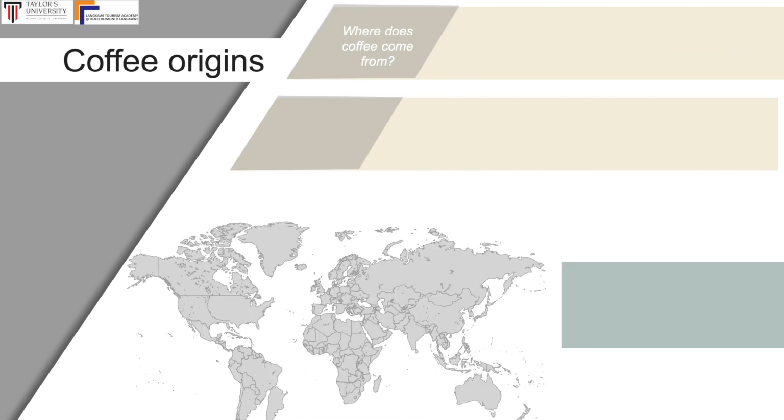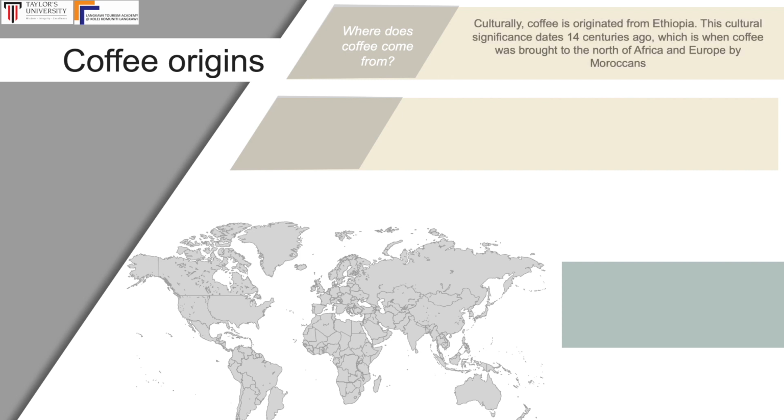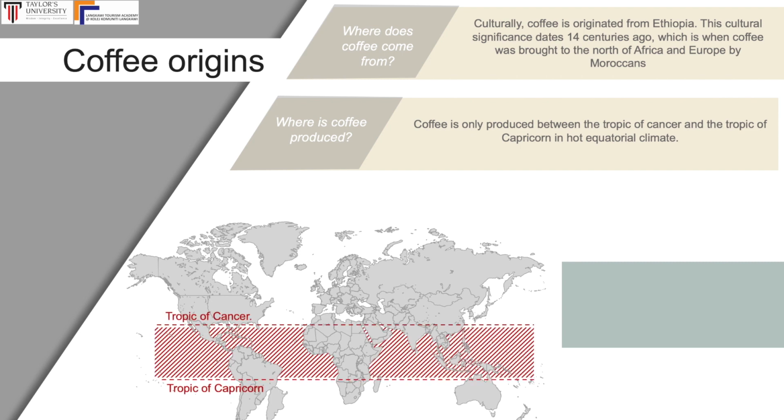Now, let's talk about the origin of coffee. Where does coffee come from? It is said that coffee comes from Ethiopia in Africa around 14 centuries ago, which is when coffee was brought to North Africa and Europe by the Moroccans. Where is coffee produced? Coffee is only produced between the Tropic of Cancer and the Tropic of Capricorn in hot equatorial climates, as shown in the map.